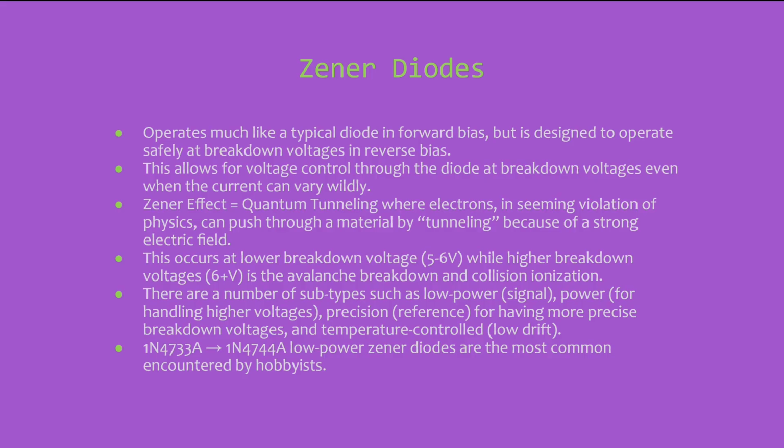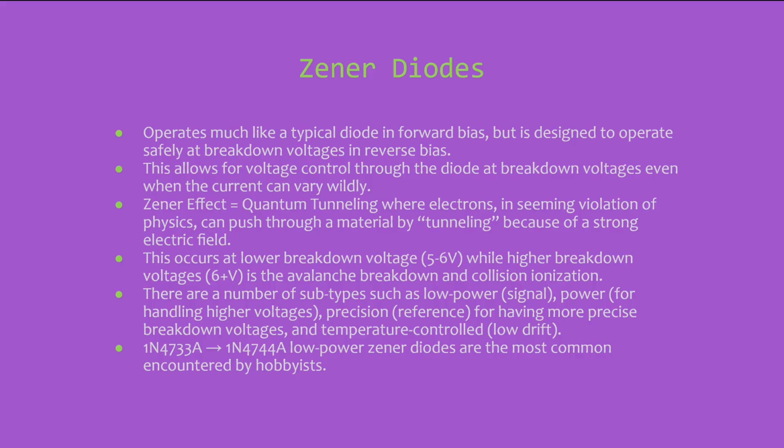Then we have Zener diodes. They'll operate pretty much like a typical diode in forward bias, but they're designed to actually operate safely right in that junction at breakdown voltages in reverse bias. This allows for voltage control through the diode at breakdown voltages, even when the current can wildly vary. The Zener effect is quantum tunneling, where electrons, in a seeming violation of Newtonian physics, can push through material by tunneling because of a strong electric field.